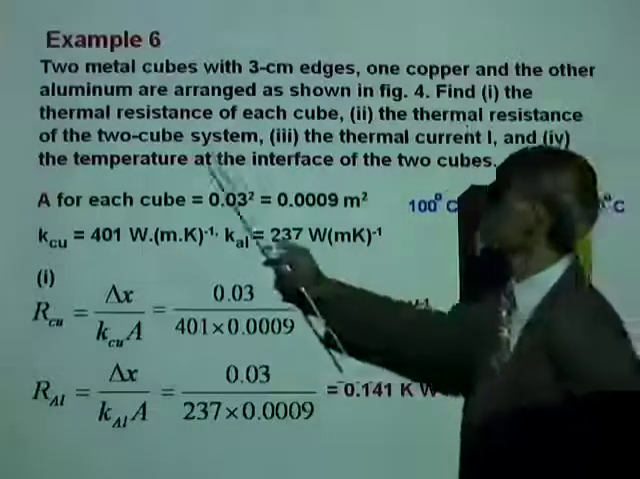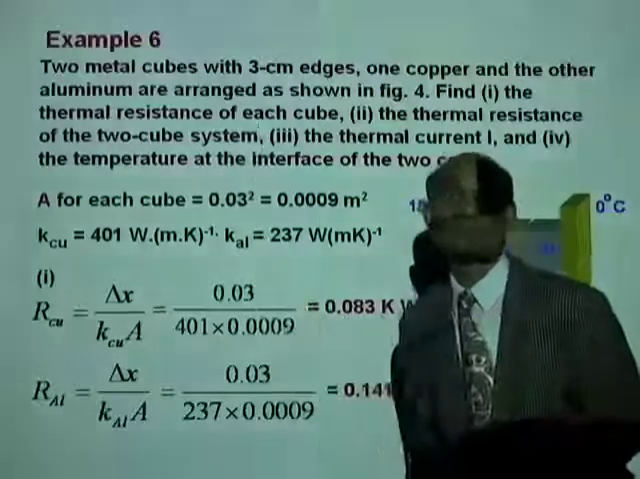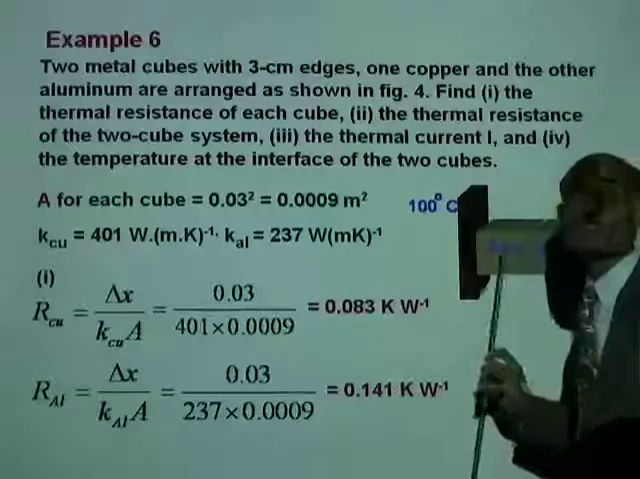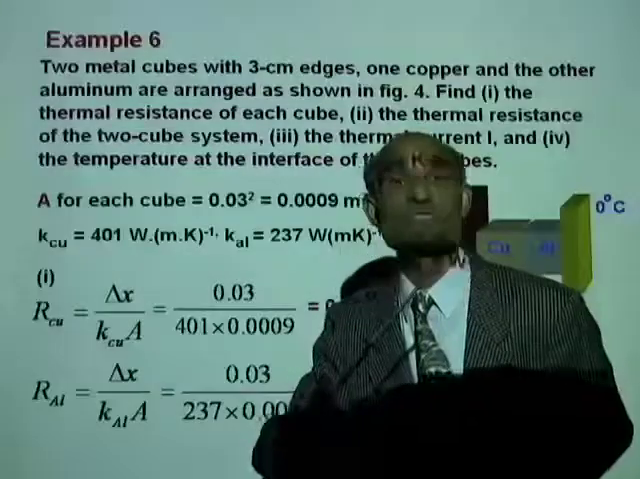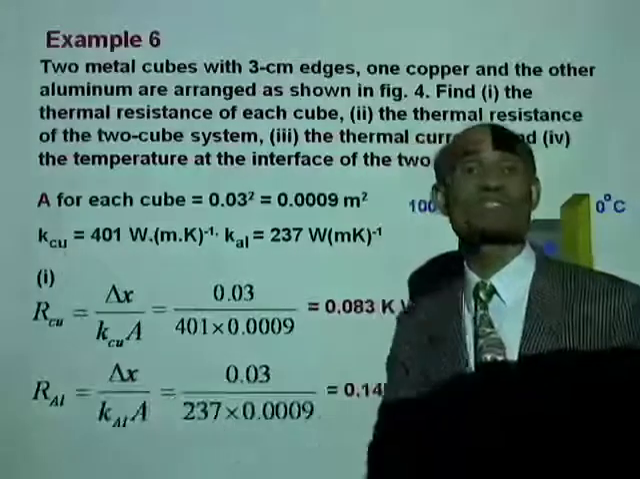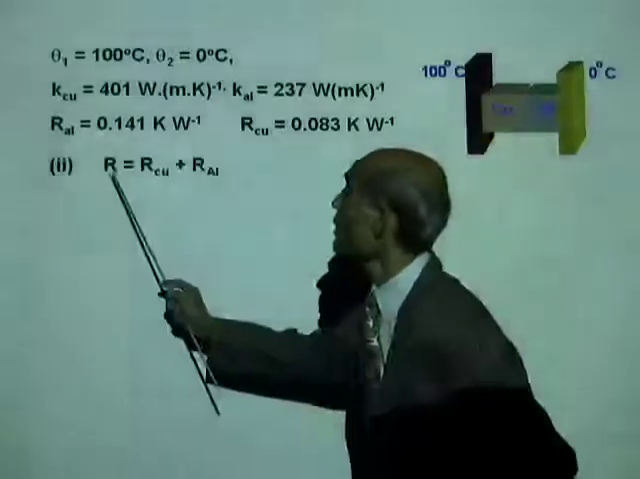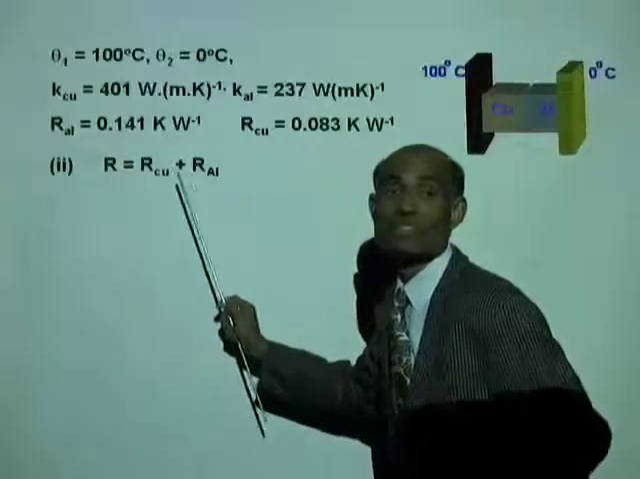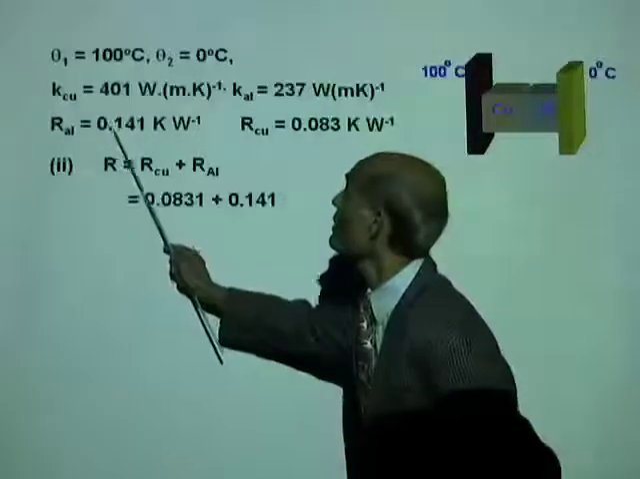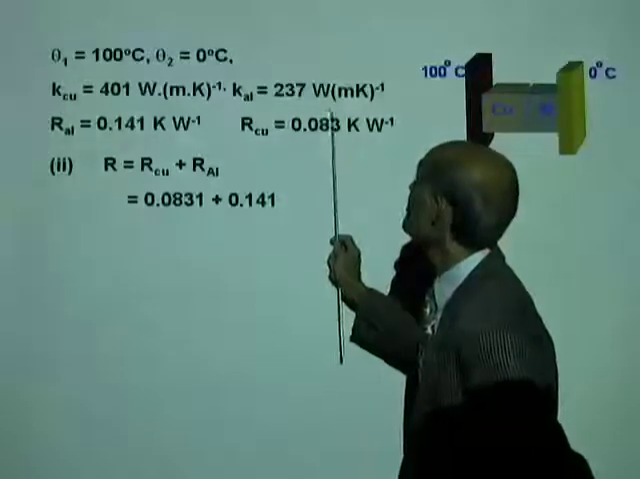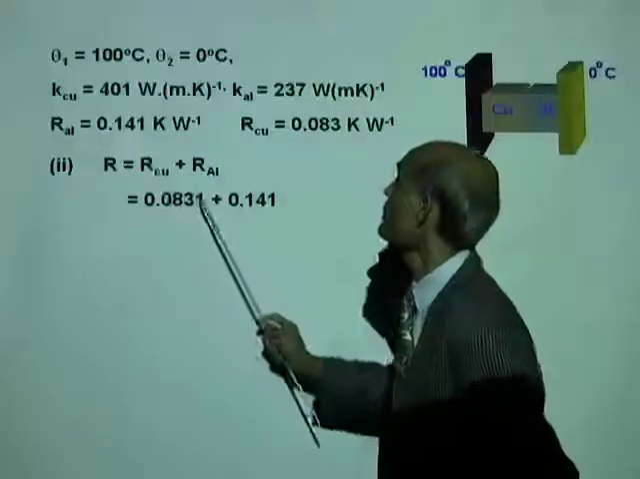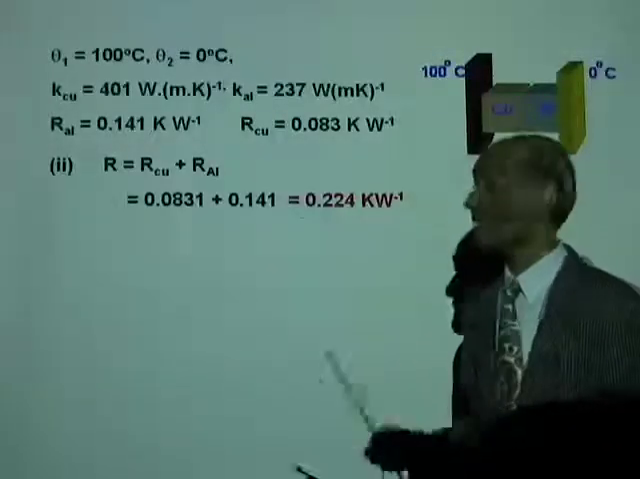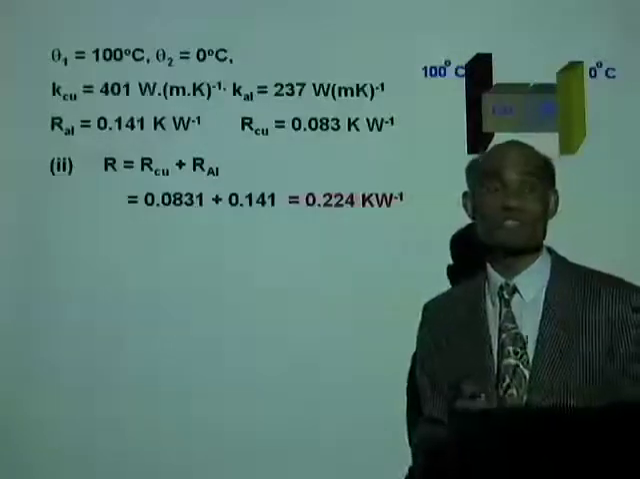What is the thermal resistance of the two cube system? Well, how are they arranged? They are arranged in series. Therefore, the thermal resistance of the system is the sum of the two resistances. So R, the total resistance, is resistance of copper plus the resistance of aluminum, and that will be 0.0831 plus 0.141, and that is 0.224. And that is the total thermal resistance.